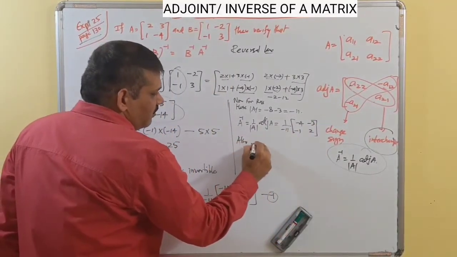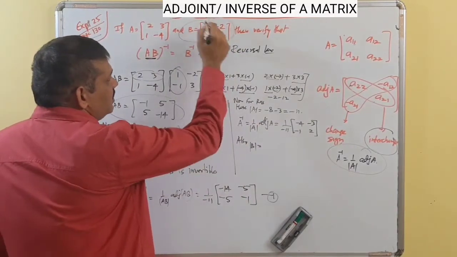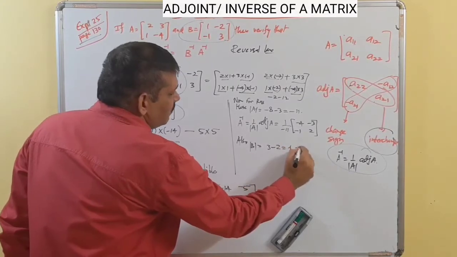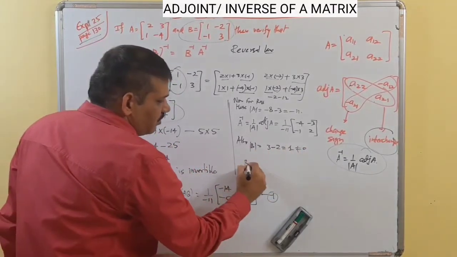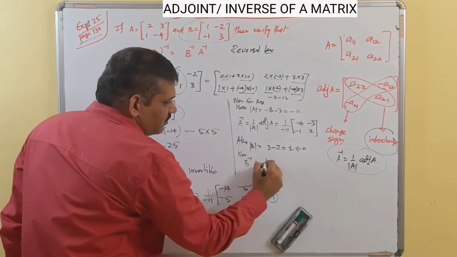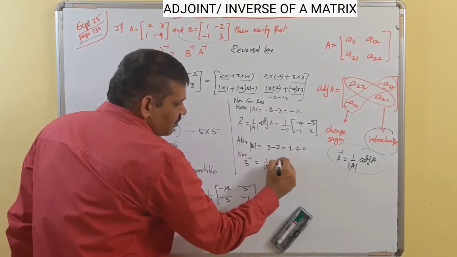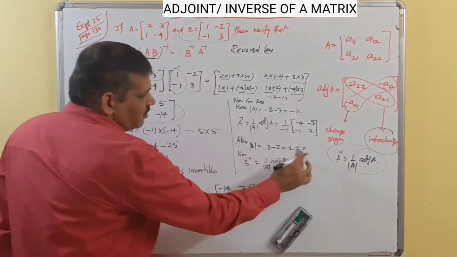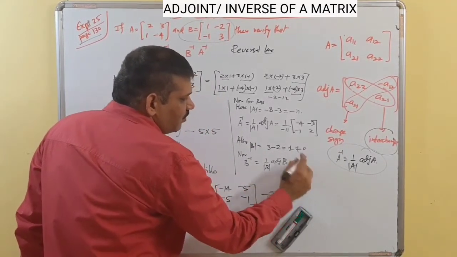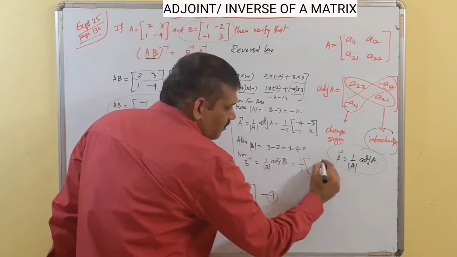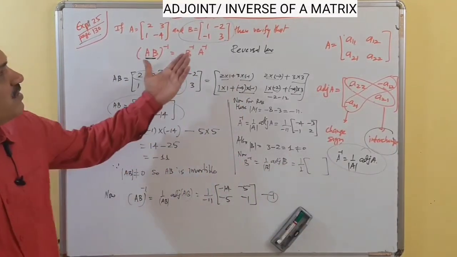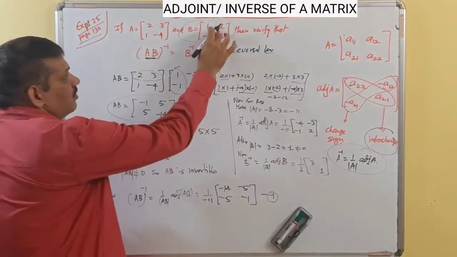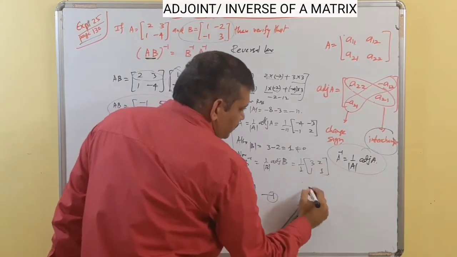Also, the determinant of B, here this is B, is 3 minus 2, that is plus 1, which is not equal to 0, so B is invertible. Now B inverse is 1 upon determinant B times the adjoint of B. So 1 upon 1, the determinant of B is 1, times the adjoint of B. How will you find the adjoint? Simply interchange this 3 and 1, and we change the sign of 1 and 2.